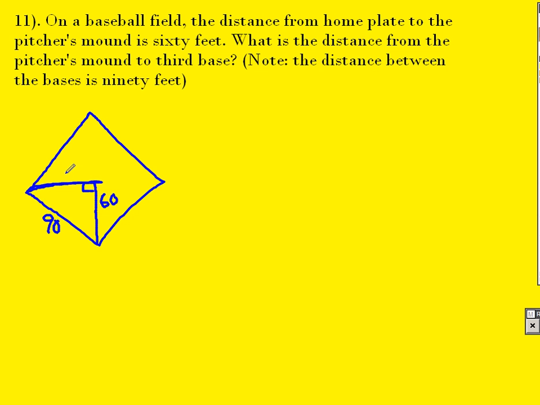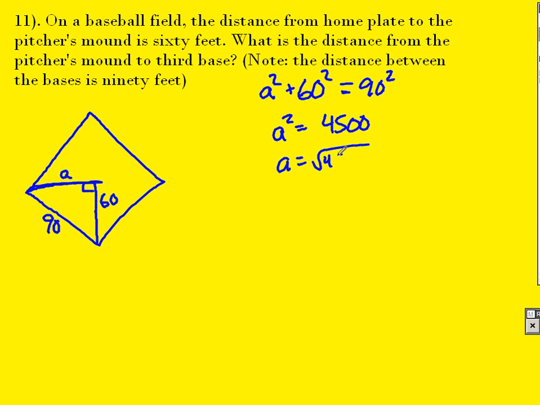Here's my right angle box. That means that this is a leg that I want to find. I need to find A. So that means A squared plus my other leg next to the box, 60, equals 90, each one of those squared. So when I do the subtraction, I'll get A squared will equal 4,500 when I do those squares and subtract. A will equal the square root of 4,500, which is about 67.08 feet as my answer.